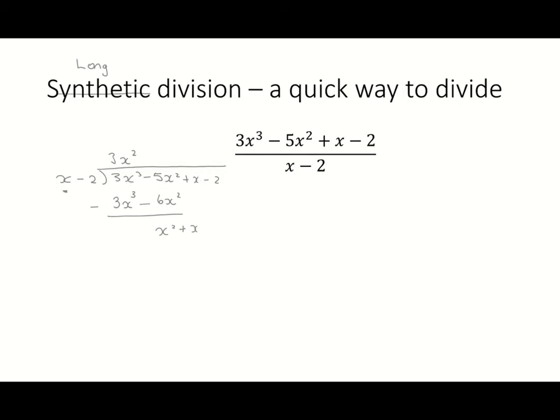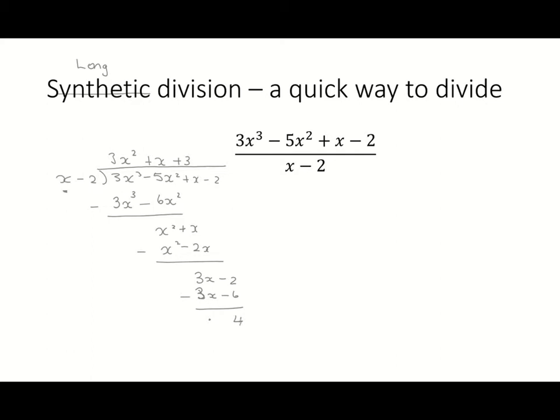and repeat. X into x squared goes x. X times x will give us x squared. X times negative 2 will give us minus 2x. Subtract, it gives us 3x. Immediately bring down the minus 2. X into 3x goes 3 times. Multiply 3x minus 6. Subtract, nothing there, and 4 left over.